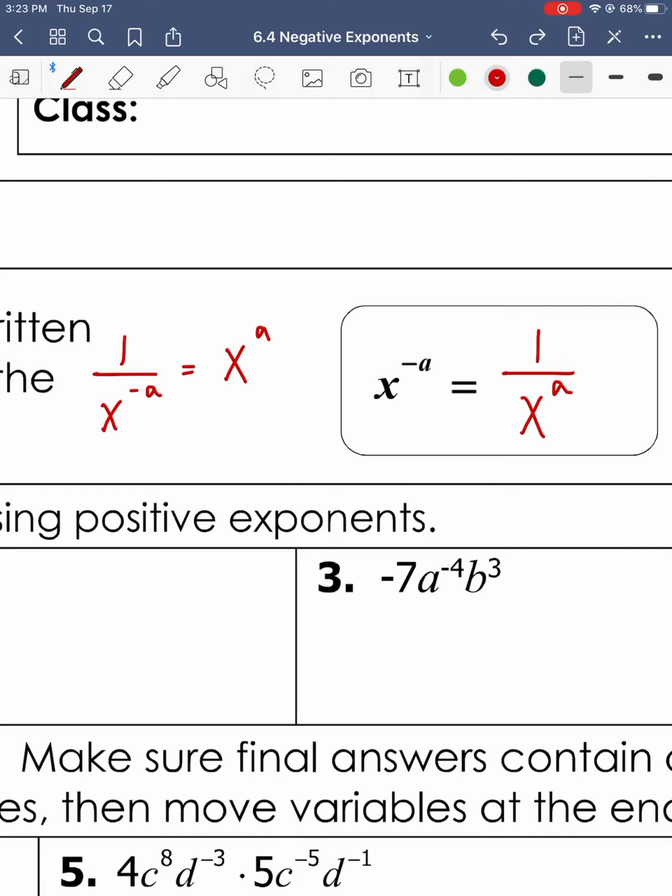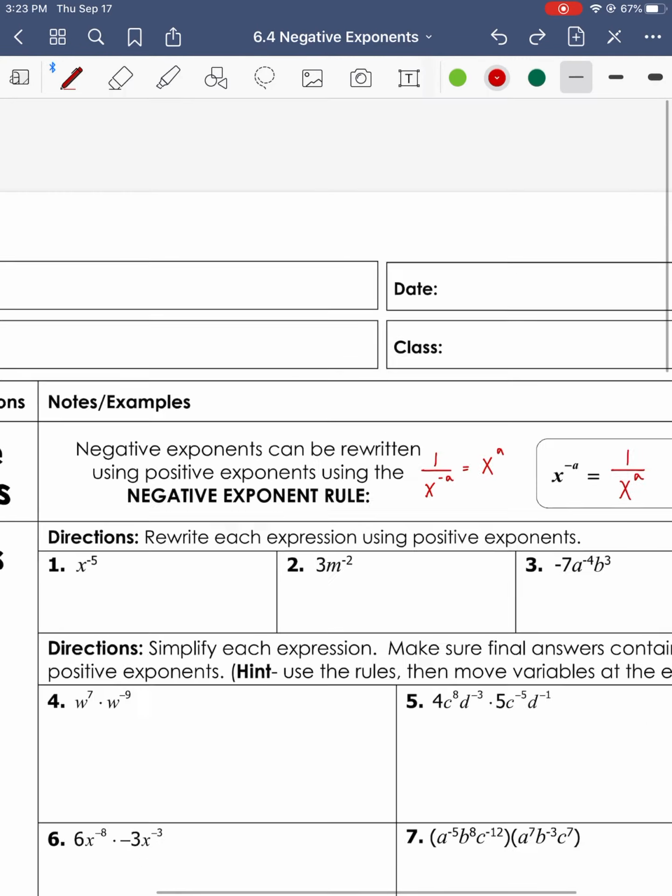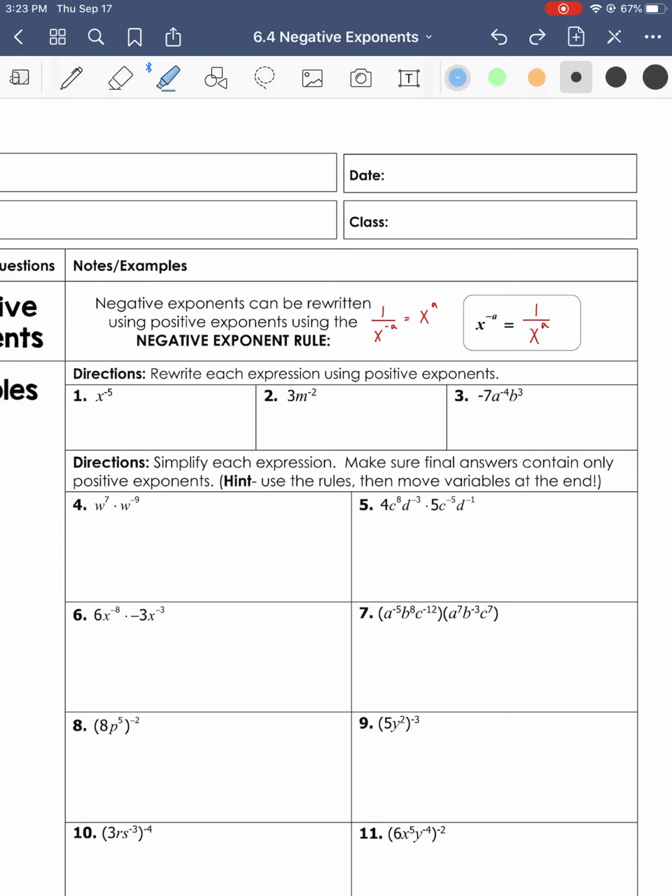So you can go back and forth that way. If it's in the numerator, you can move it to the denominator to make it positive. If it's in the denominator, you can move it to the numerator to make it positive. So let's take a look at some of these examples here. Number 1, you're asked to rewrite each expression using positive exponents.